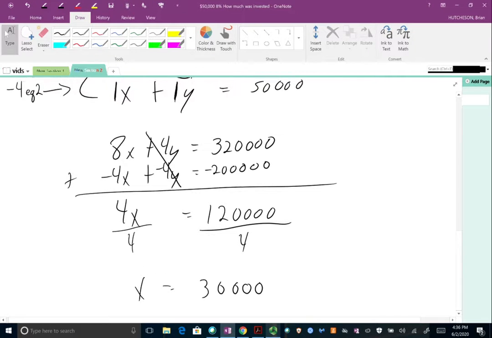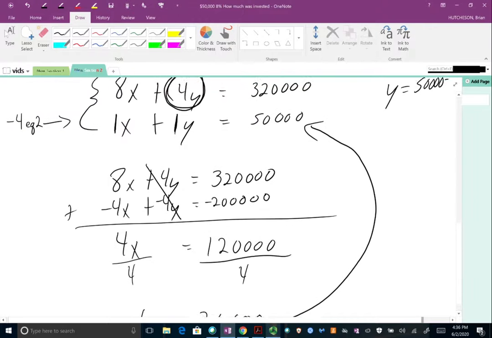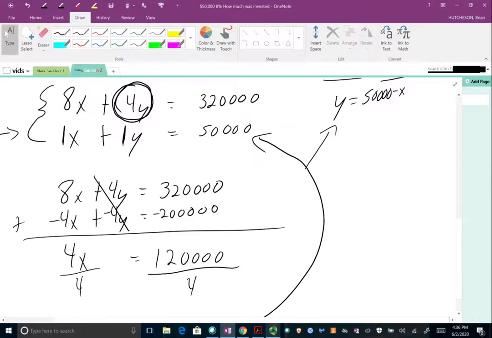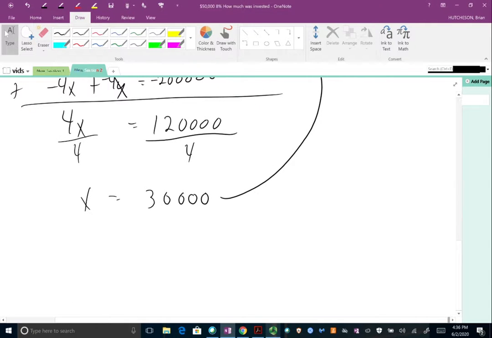Well, if x is 30,000, I can go back to one of these. What must y be? Well, I can also look right there. If x is 30,000, y is 50,000 minus 30,000, which is 20,000. So y must be 20,000. This one happened to be the 8% account, and this one happened to be the 4% account.